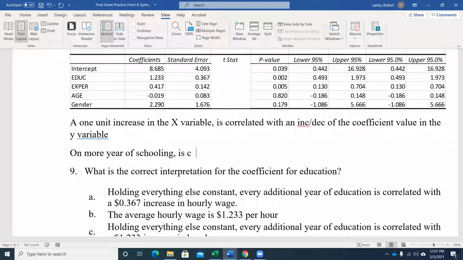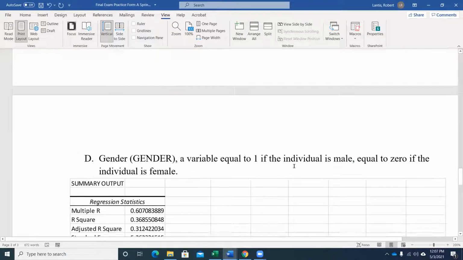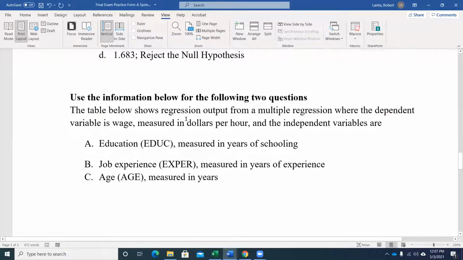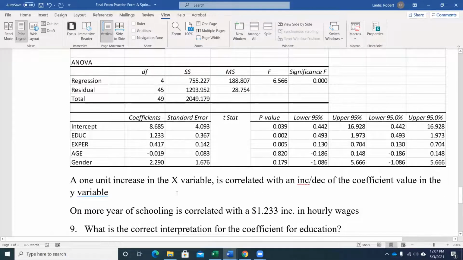It's correlated with a $1.23, I guess 0.33 cents increase in hourly wages, right? So it's the coefficient increase, but you have to put that in the context of the units of our y variable. So here we're told the y variable is wage, or dollars per hour. So the 1.23 increase represents a $1.23 increase in hourly wages, our y variable, right? So that would be how you interpret those slope coefficients.